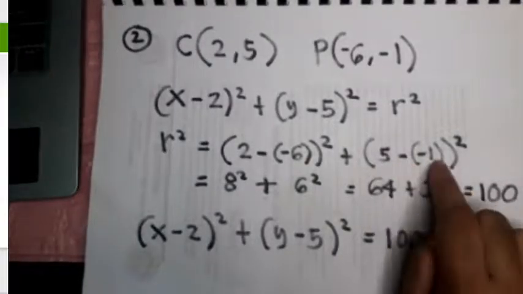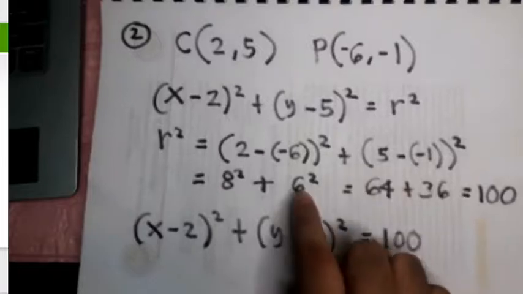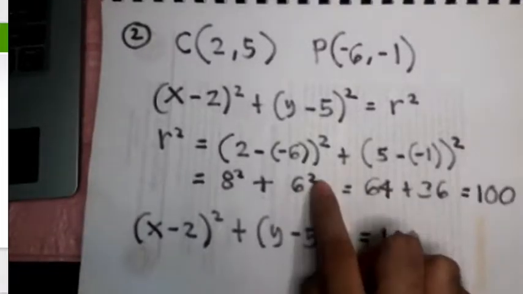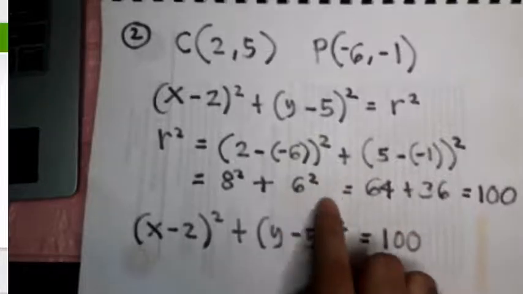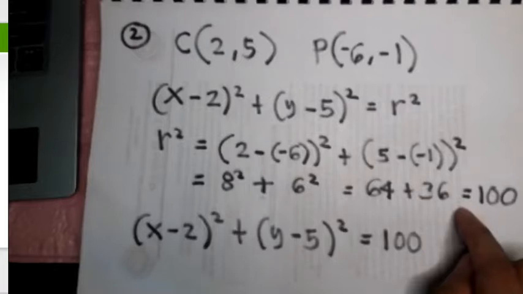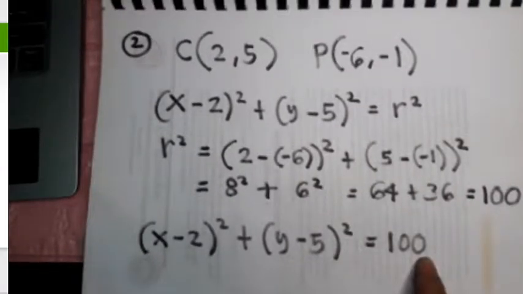Okay? So, immediately, we can plug into the standard form of the equation, which is this one: (x - 2)² + (y - 5)² = 100. Okay, and this is our answer.